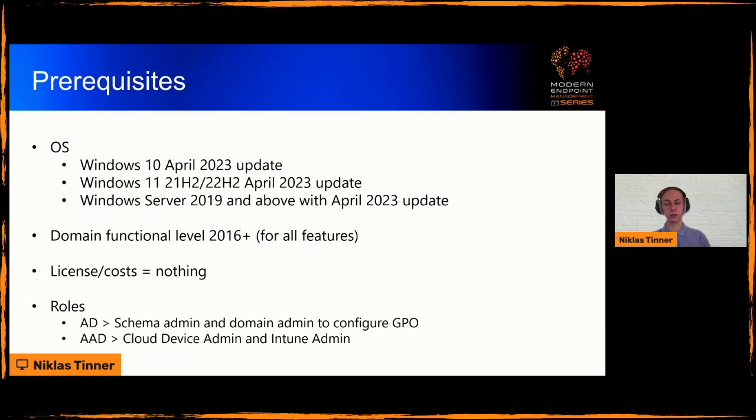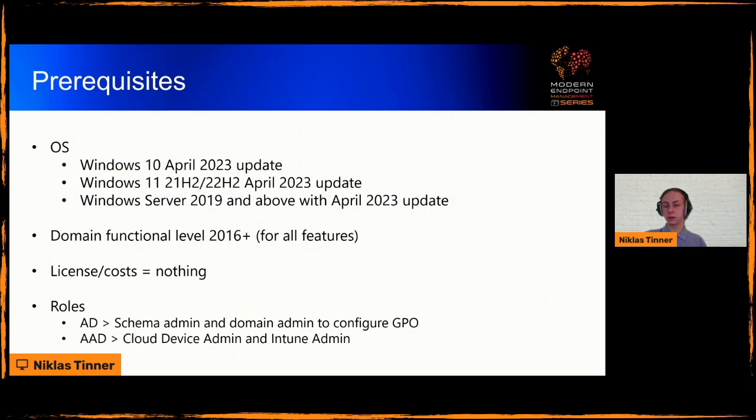For licensing and costs, you have nothing because it's integrated in the operating system, or also for every Azure subscription, or how should I say, in every Azure tenant where you have an Azure AD free license. For the roles to configure Windows LAPS, in the AD scenario, you need a schema admin just to perform the schema update. It's a simple thing, not really doing much. It's just adding some new schema attributes, but I've done this several times without issues. So from my experience, this is just a small part. And then you also need a domain admin, of course, to configure the GPO, the client settings for Windows LAPS.